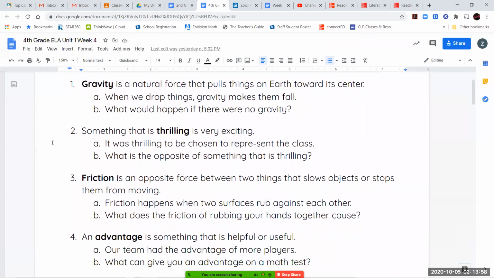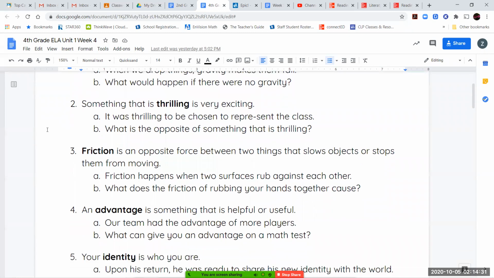Now, your next word is the word friction, and this is another science word like gravity. Friction is the opposite force between two things, and that's what slows or stops something from moving. So if you're rubbing your hands together, you can feel like it's hard to rub them together because one of them is pushing on the other in the opposite direction. Or if you're dragging your feet across the floor like a carpet, you can feel like the carpet is pushing against you. That force that's going against the way you're moving is called friction.